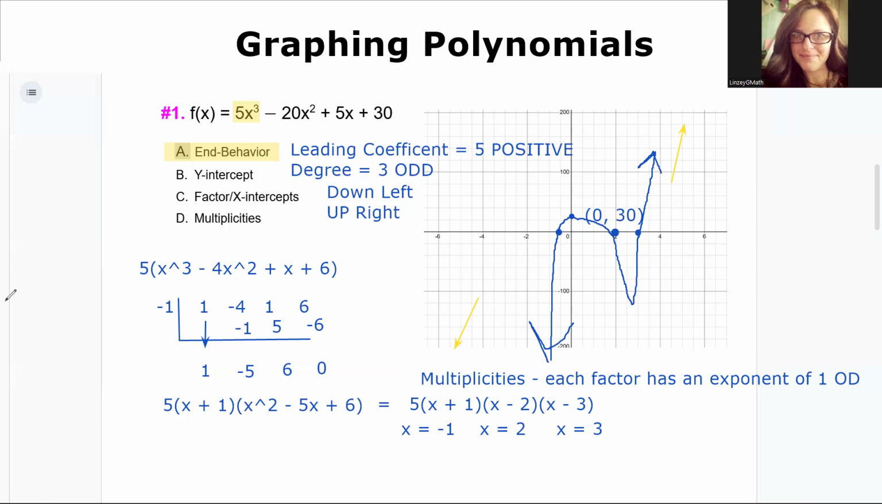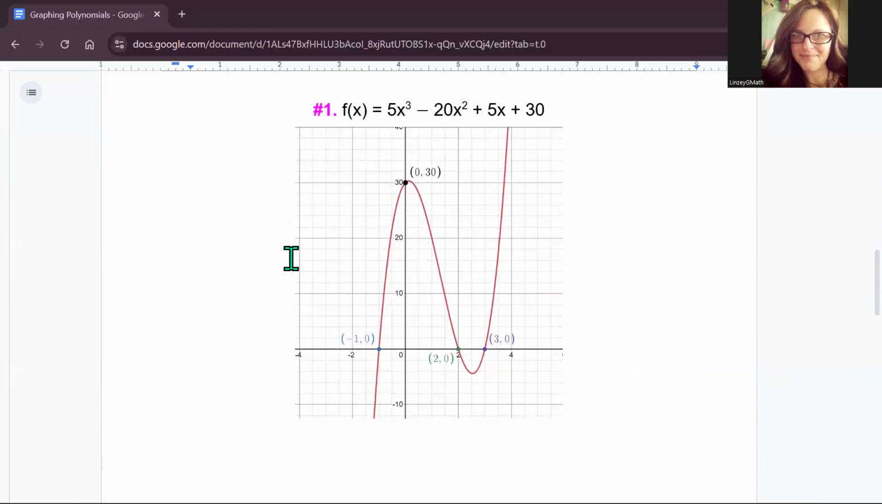And I did graph it. Let's take a look. And there is the graph from Desmos. We've got our x-intercepts, our end behavior, and our y-intercept. All right, let's do the second example.